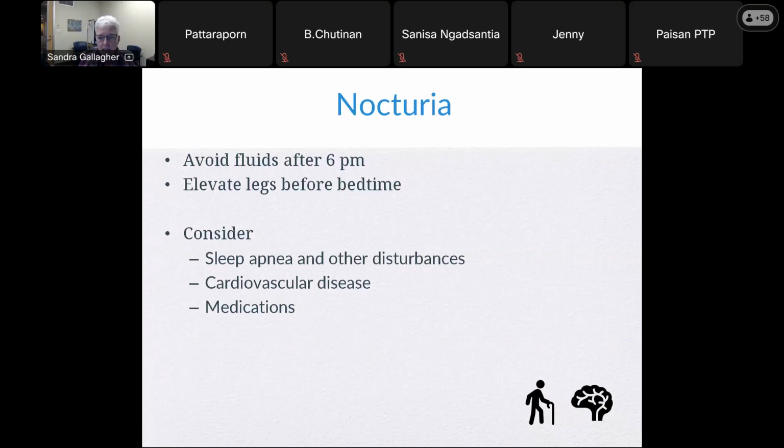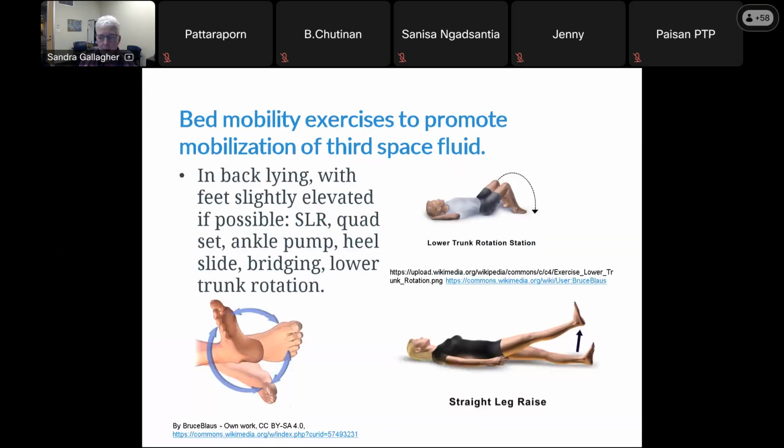The exercises that we talk about are just lying on their back, feet slightly elevated. People can do a straight leg raise, a quad set, ankle pumps, heel slide, bridging, and then lower trunk rotation. You know, sitting in a chair with the legs up isn't enough. The head, heart, and kidneys need to be below the legs.